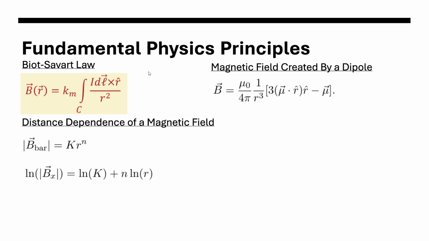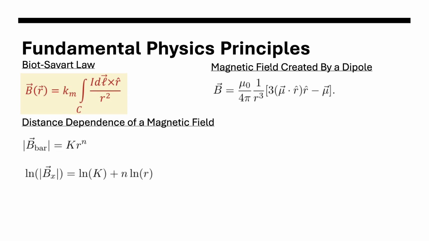Some fundamental physics principles here. We got, I don't even know how to pronounce that, but this is very essential in calculating the magnetic field of a closed loop, and then at an infinitesimally small length. Then these two formulas right here model the distance dependence of magnetic field, because as you go outward, according to this equation, the magnetic field gets weaker. So we're gonna see if that's true.